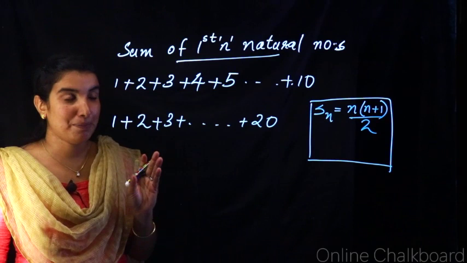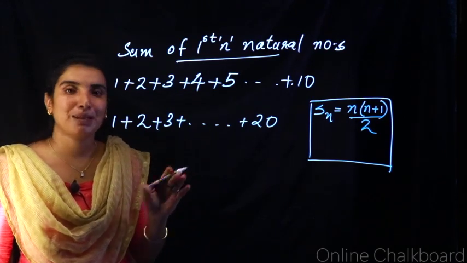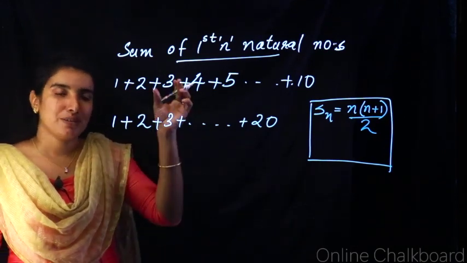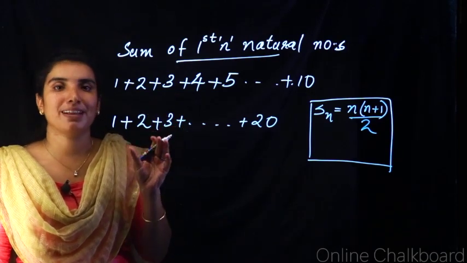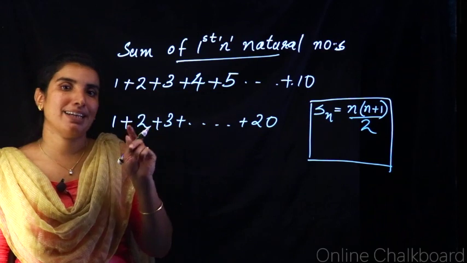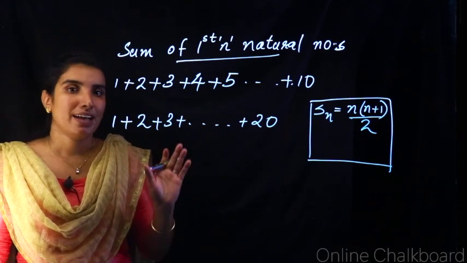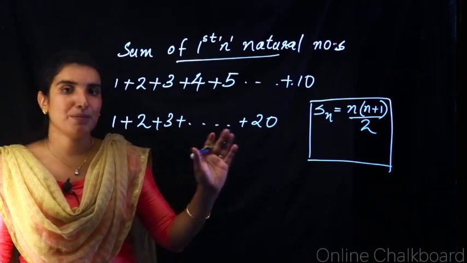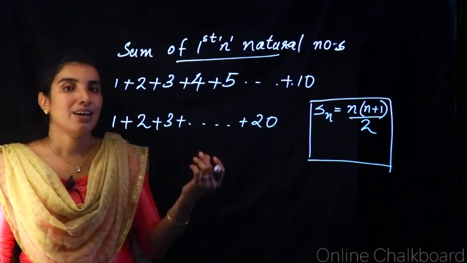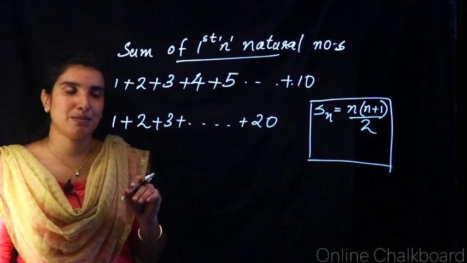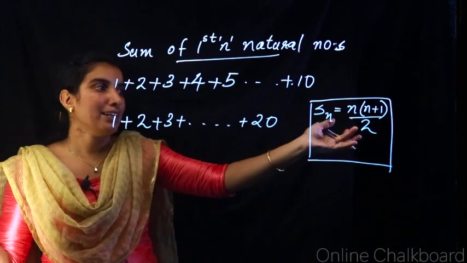In the sum of arithmetic sequence portion, questions in the A part: write the sum of first 20 natural numbers, write the sum of first 50 natural numbers, or write the sum of first 10 natural numbers. Remember these three questions.